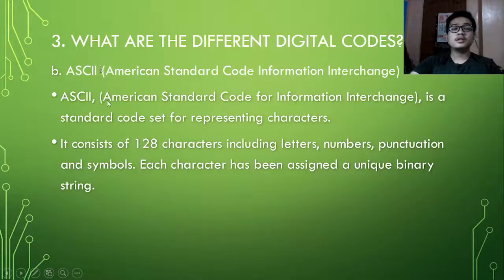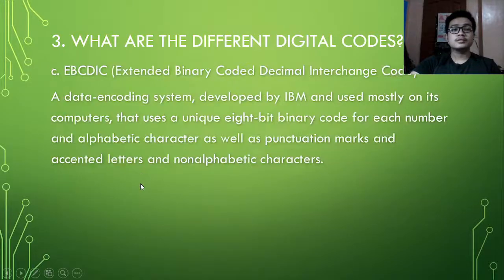So next is the American Standard Code for Information Interchange. This one is the standard code for representing characters. It consists of 128 characters, including letters, numbers, punctuation, and symbols. Each character has been assigned a unique binary string.